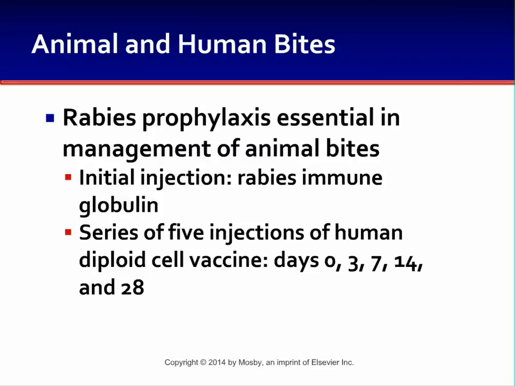Rabies prophylaxis is essential in the management of animal bites. The initial injection of rabies immune globulin is followed by a series of 5 injections of human diploid cell vaccine on days 0, 3, 7, 14, and 28. It's important to know that this vaccine is very expensive and the patient should be told this, but it shouldn't hinder treatment. Arrangements can be made, although sometimes it's not easy, with the CDC and sometimes the manufacturer of the drug to help the patient pay for the cost of the prophylaxis.